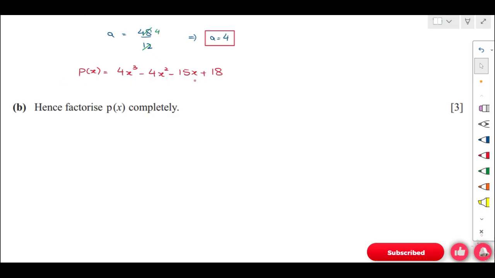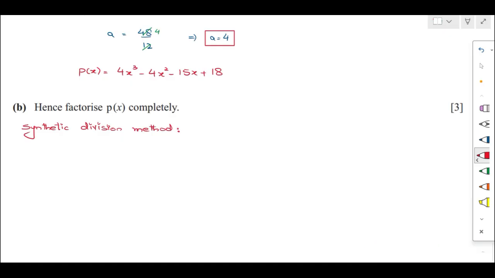We need to factorize this polynomial completely. As we are given that x plus 2 is a factor of this polynomial, it is better to use the synthetic division method, because the synthetic division method basically reduces the power of the polynomial, right?